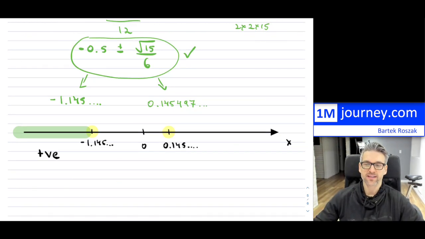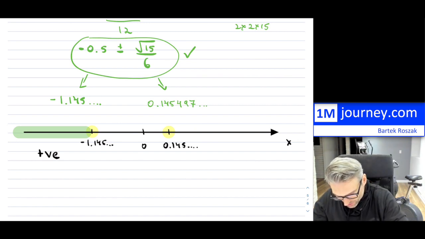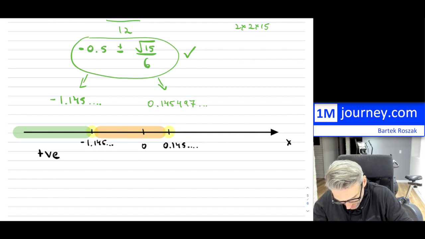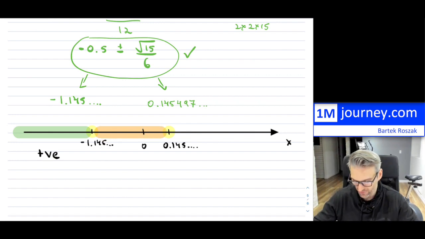All right, so it looks like the second derivative there is positive. So let's see what happens just before here, to the right. Is this positive or is it negative? Positive means it's concave up. And now in between here, let's see if it's going to be concave up or concave down.